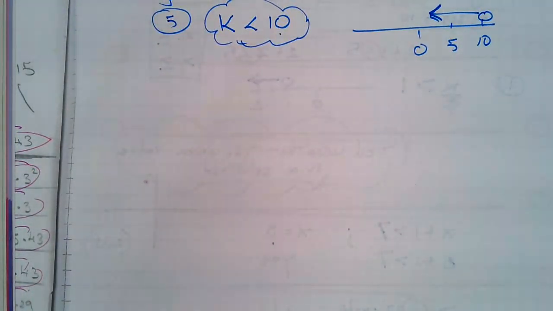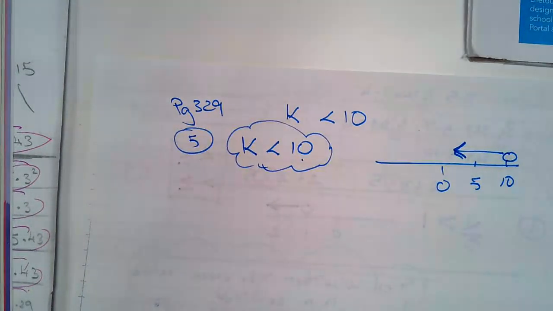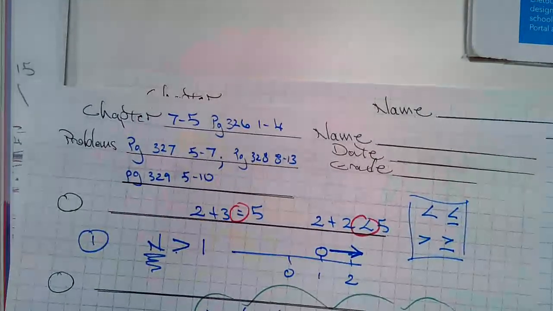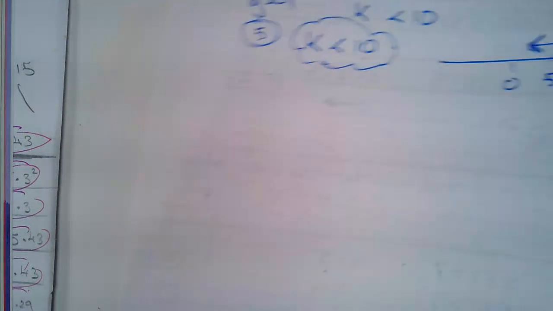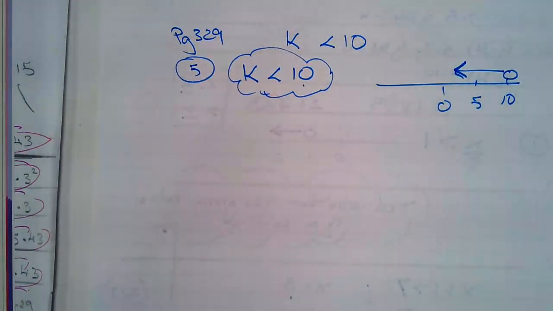Yeah. And then I wanted you guys to do, what else did I say here? Page 329, 5 through 10. So let's look at, all right, only up to 10. Wow, that's not that many. Already done.